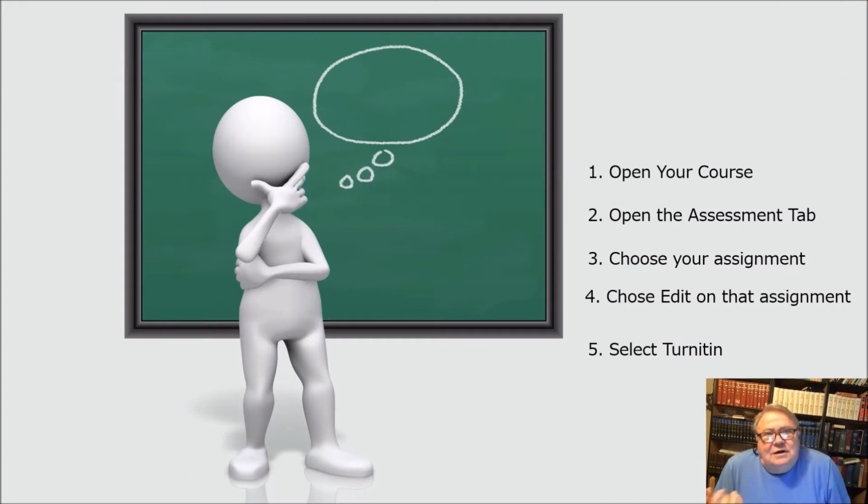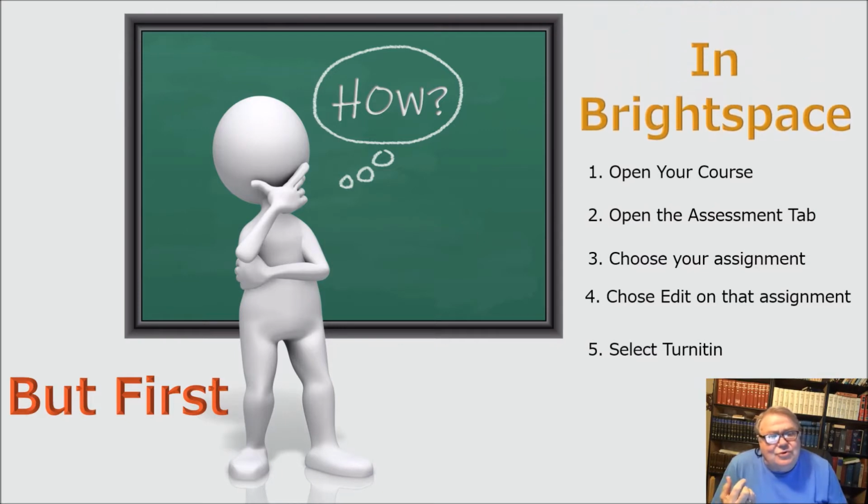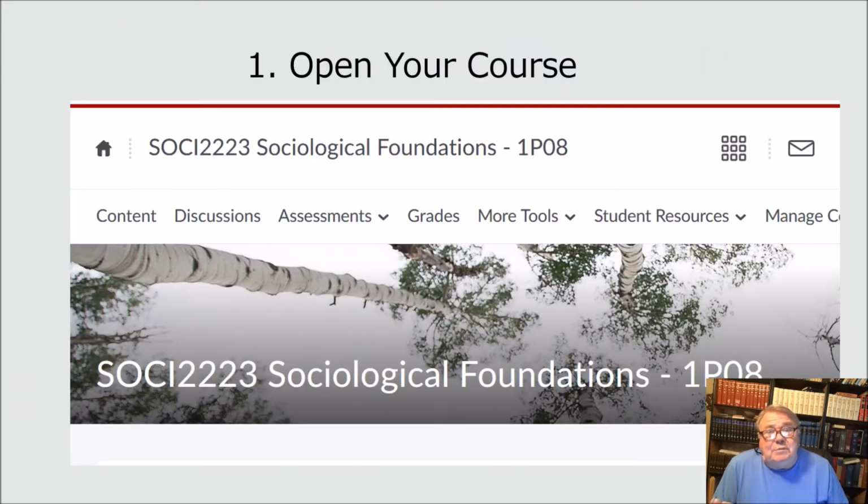So here's what we're going to do. I'm going to first of all just tell you how to turn this on in Brightspace. You open your course, you open the assessment tab, you choose the assignment, you choose edit the assignment, and then you select Turnitin. But then what? So let's go through it step by step.